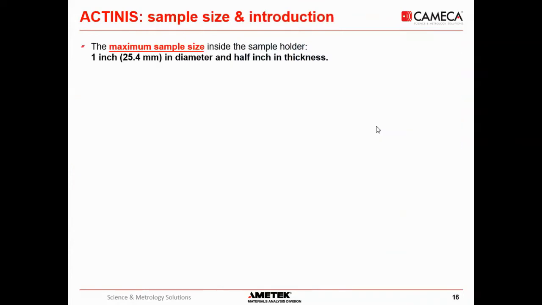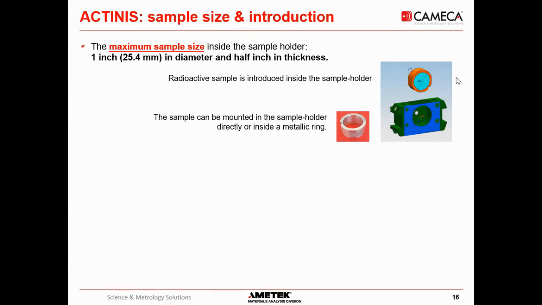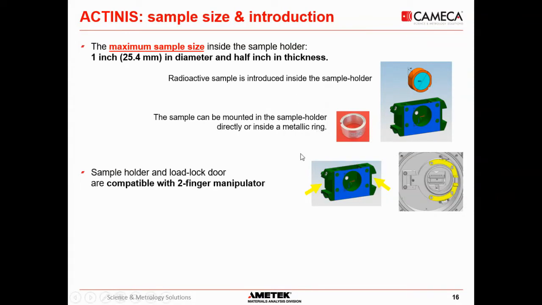So the maximum sample size that can be analyzed in ACTINIS is 1 inch in diameter and about ½ inch in thickness. You can see here a sketch of the sample holder and the mount, which is introduced from the top inside the holder. Typically, at least at CEA, the sample is mounted inside a metallic ring, but it can also be mounted directly in the sample holder. The sample holder handling and also the door of the load lock can be manipulated using the 2-finger manipulator.